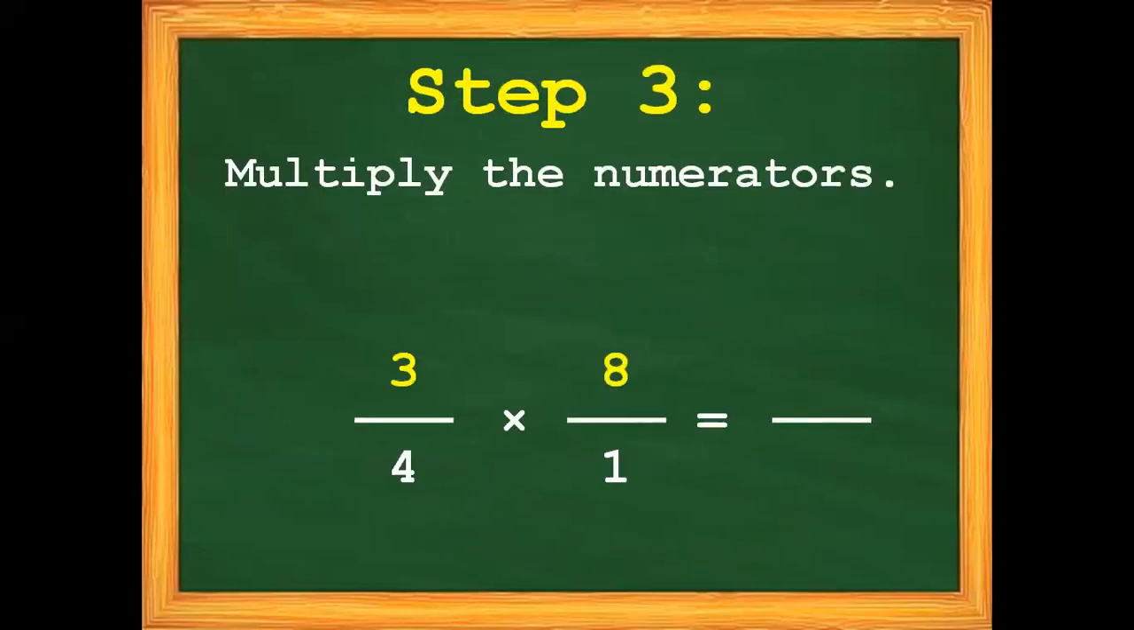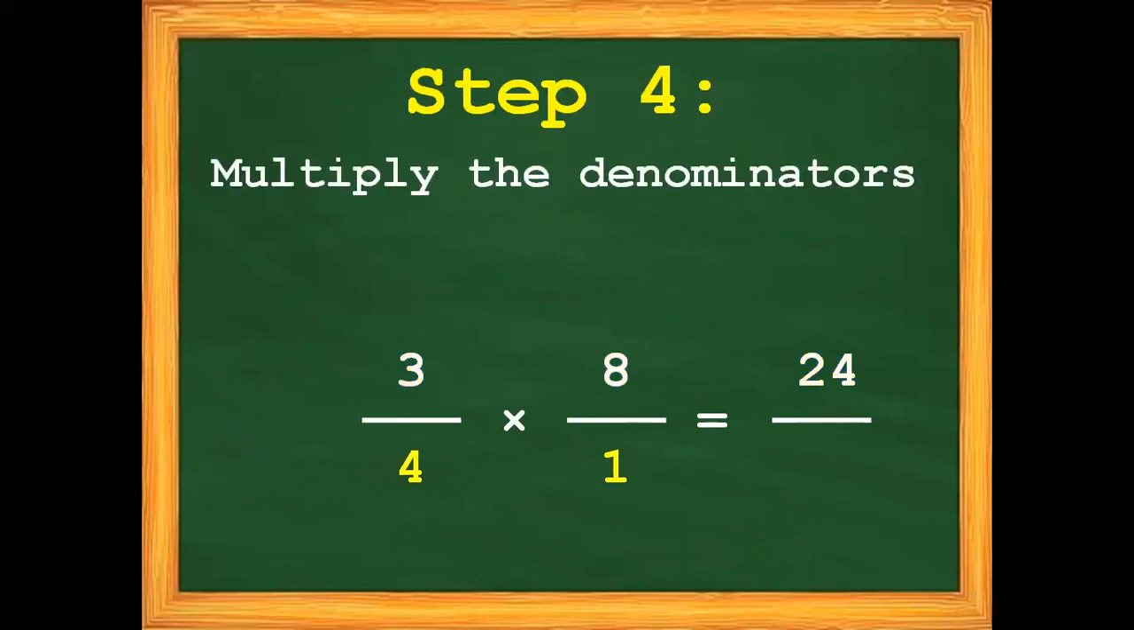Step number 3, multiply the numerators. So 3/4 times 8 over 1. So our numerators are 3 and 8. So we have 3 times 8. The answer is 24. Step number 4, multiply the denominators. 3/4 times 8 over 1. So the denominators are 4 and 1. So 4 times 1, the product is 4.